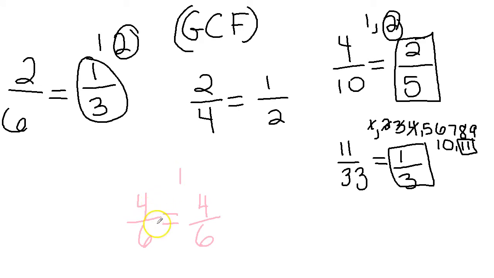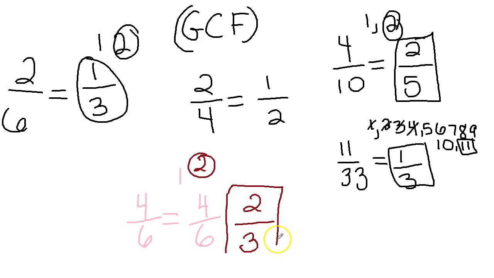Greatest common factor, 4 over 6. We're going to use the number 2. 2 into 4, what is it? 2 goes into 4 2 times, and 2 goes into 6 3 times. Now you see how this is the simplest form of 4 over 6. We can't go further than this. We can't break it down further. Therefore, the greatest common factor of 4 over 6 is 2, and that's how we're going to reduce it.